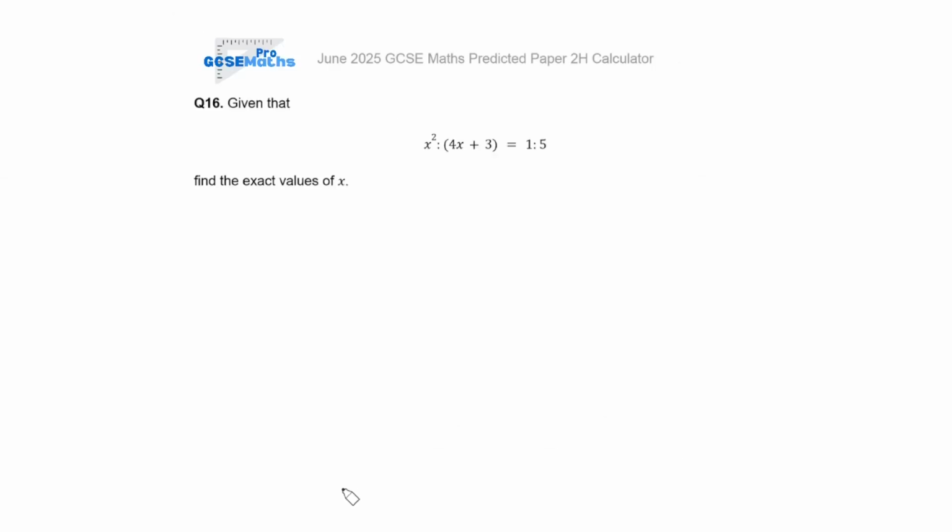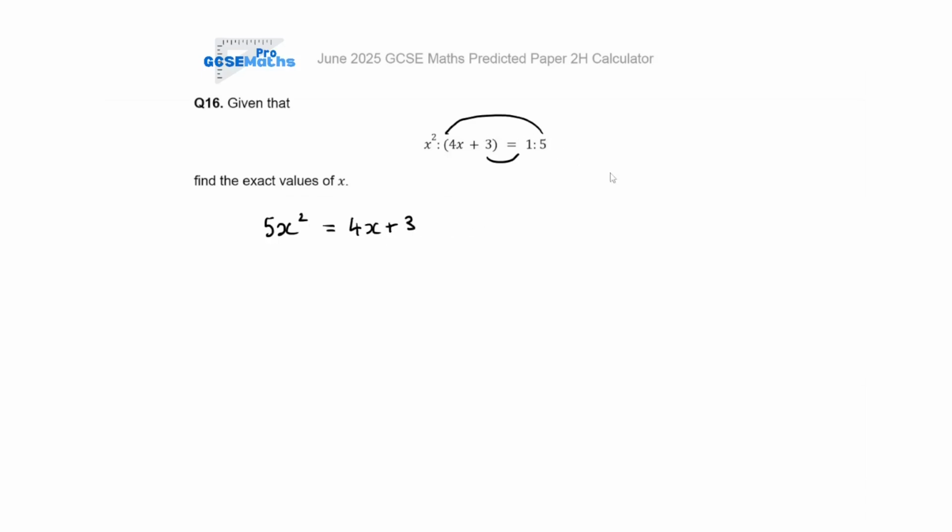Question 16. Given that x squared to 4x plus 3 is the same as 1 to 5, find the exact values of x. Now, for this one, you just need to know how to create one equation when you're given two separate ratios. So the way that I remember it is you basically just multiply the opposite ones. So the 5 times the x squared and the 4x plus 3 times the 1. You might remember it differently. So for example, this is how I would set up my equation. 5x squared is just 4x plus 3.